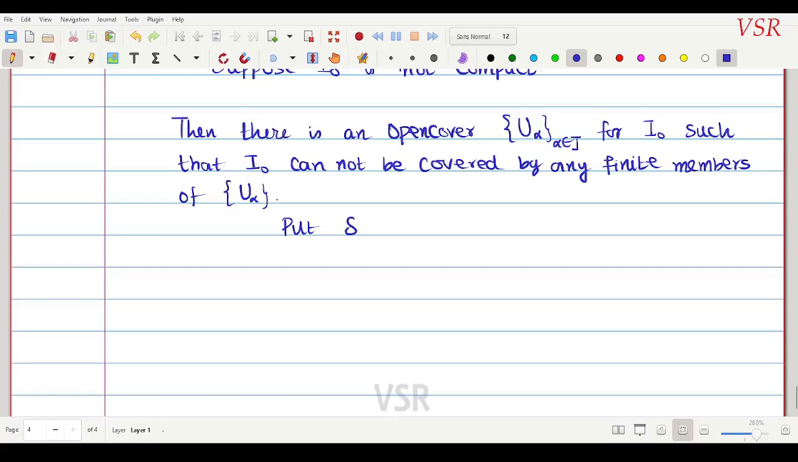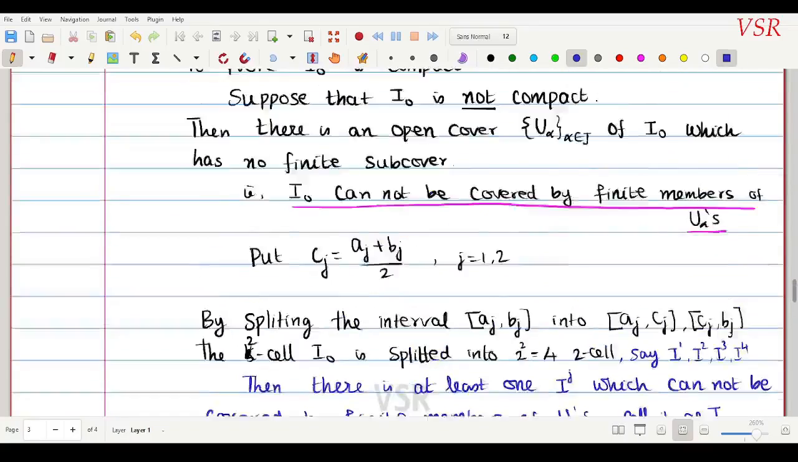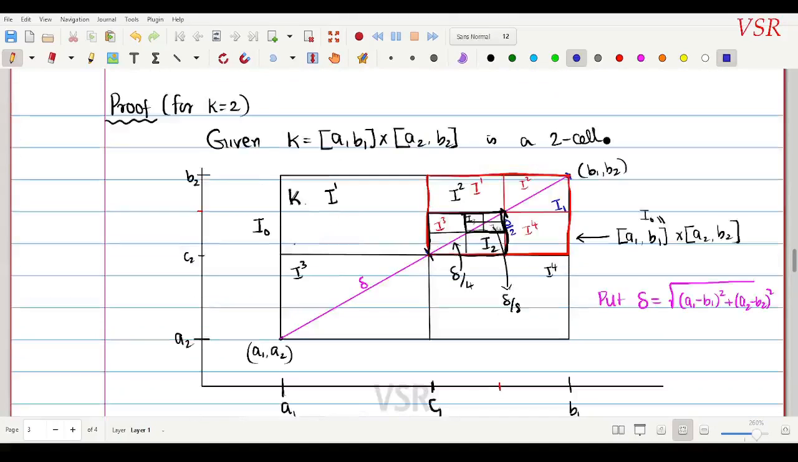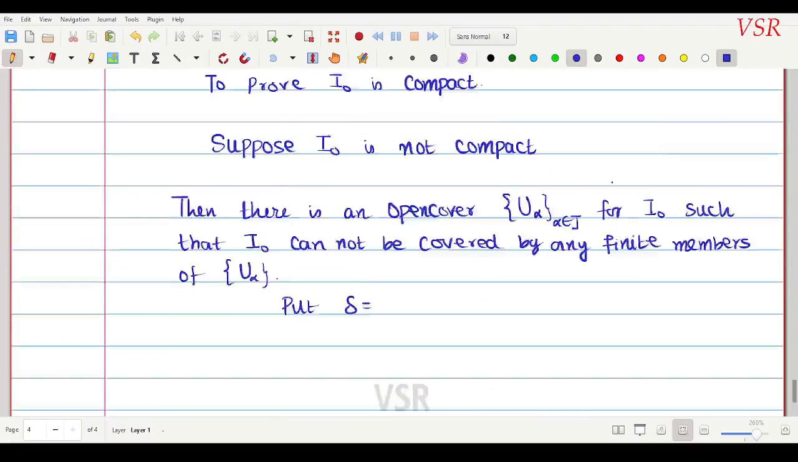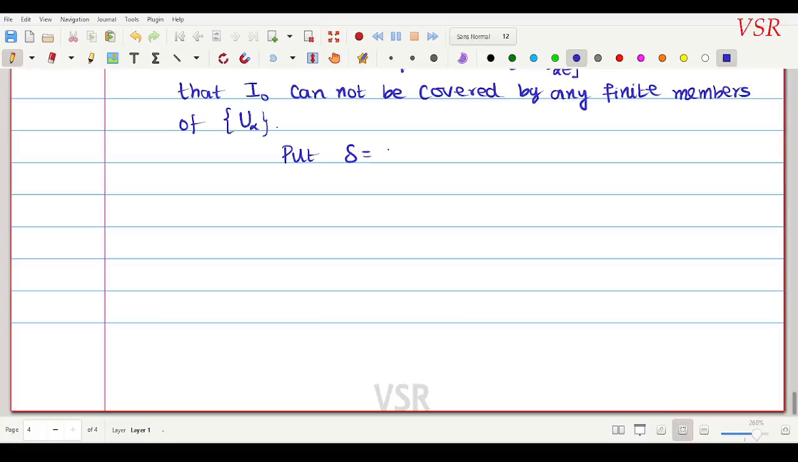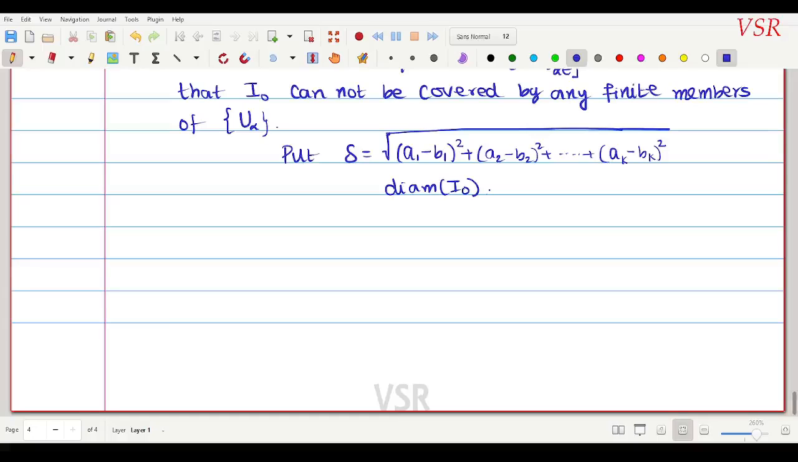Delta is the diagonal, as it came in our picture, from the point a1, a2 up to b1, b2. In this case, it is the diameter, which is equal to the distance between a1, a2, that is, the square root of a1 minus b1 the whole square plus a2 minus b2 the whole square plus dot dot dot plus ak minus bk the whole square. This is the diameter of I0.